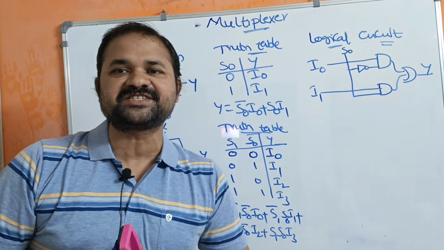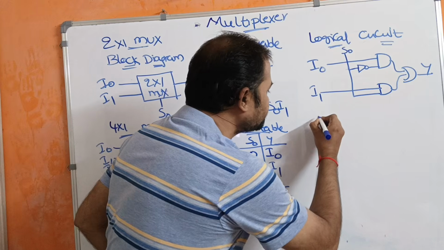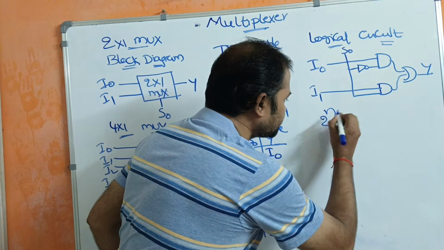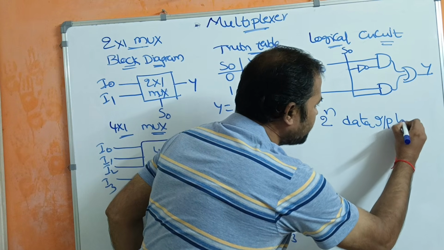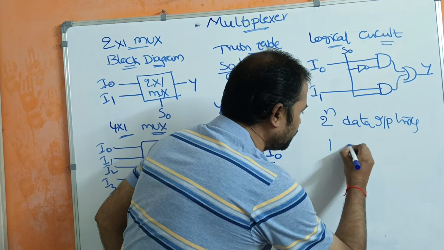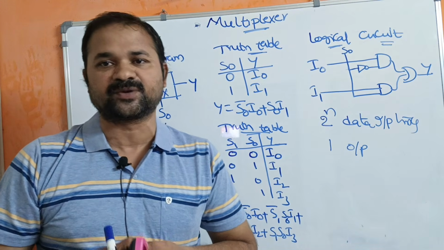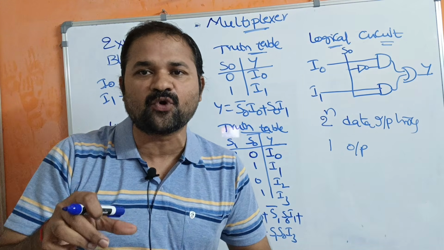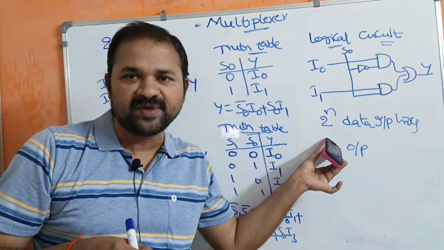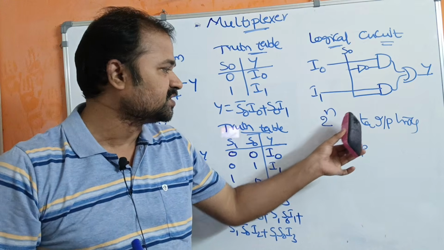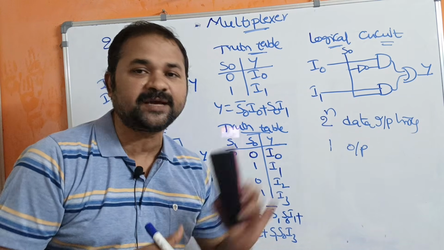Now let us discuss multiplexer. A multiplexer is a combinational circuit which accepts 2 power n data input lines and produces one output. So what is a multiplexer? It is a combinational circuit. That means the output depends only on the present input. A multiplexer is a combinational circuit which accepts 2 power n data input lines and produces only one output.